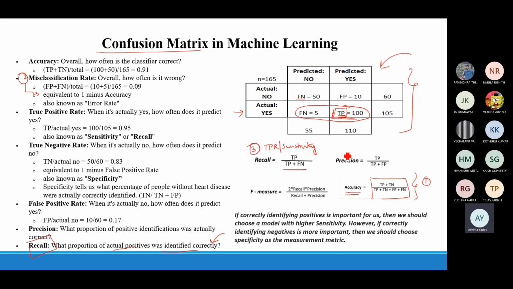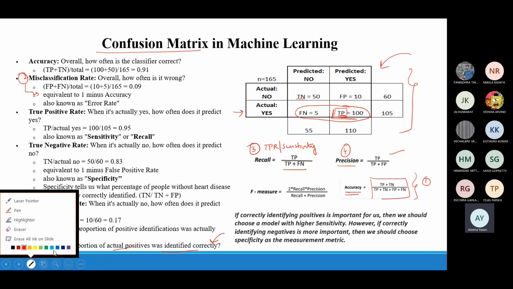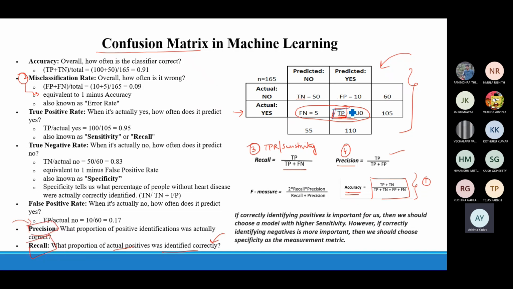Now, if you look at precision, which is the next parameter, as you see in the definition, precision is TP upon TP plus FP. So this is TP again. Let me just change the color. TP is again this part and FP is this part. So it is talking about this particular column. The precision value tells you what proportion of positive identifications was actually correct.